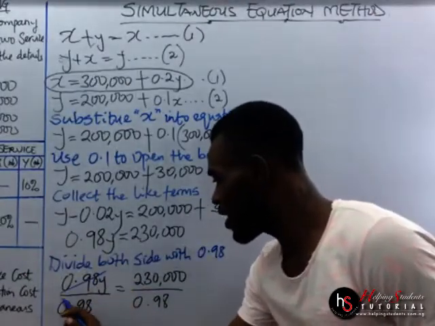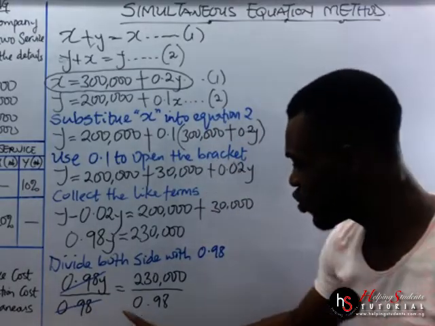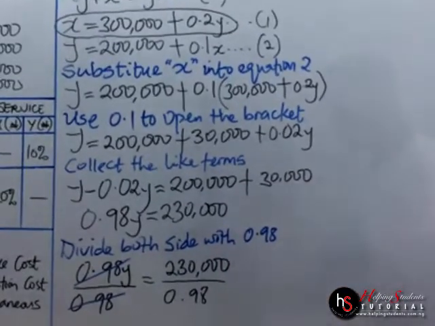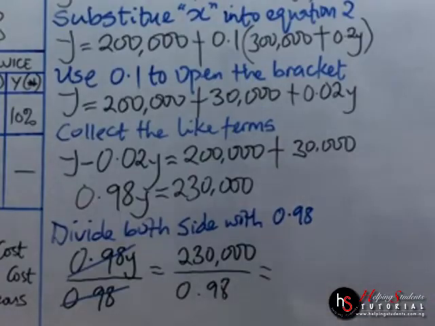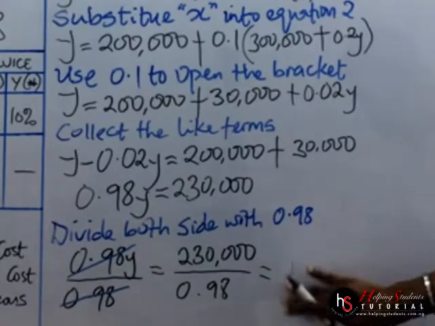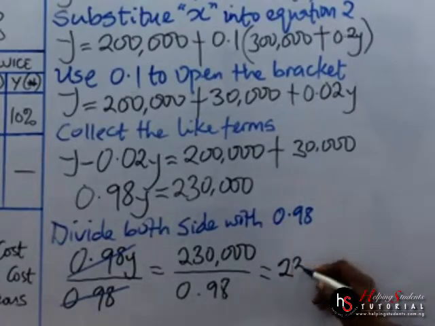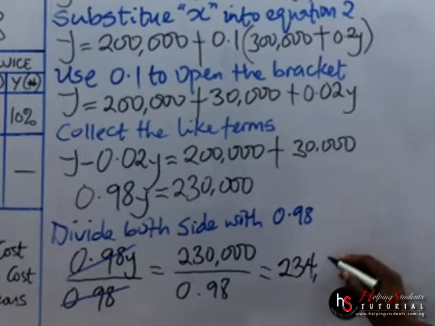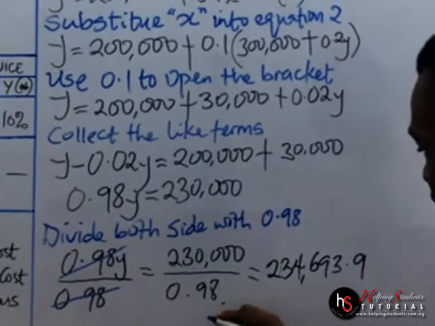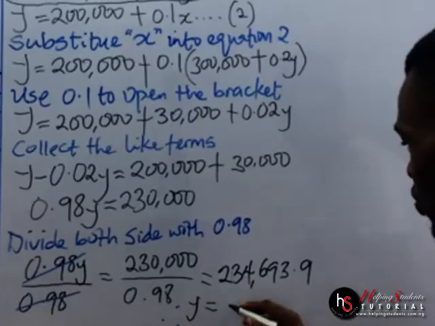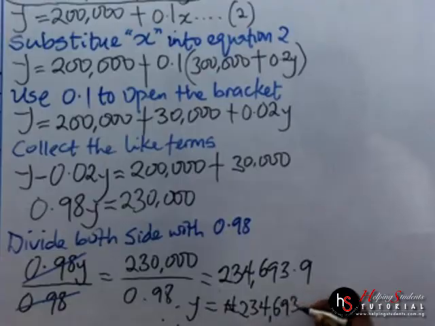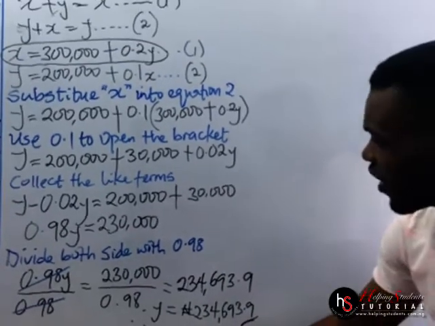So 0.98 cancels 0.98. We are left with what? y, which is equal to 230,000 divided by 0.98. Okay? So when we divide through, our final answer becomes what? We have 693.9. So it simply means that y is equal to 234,693.9. So this is the value of y.